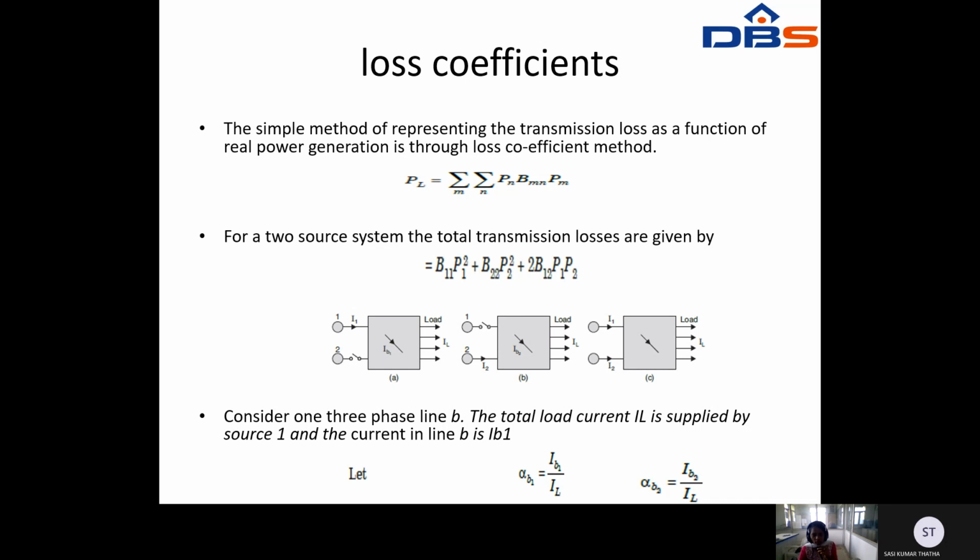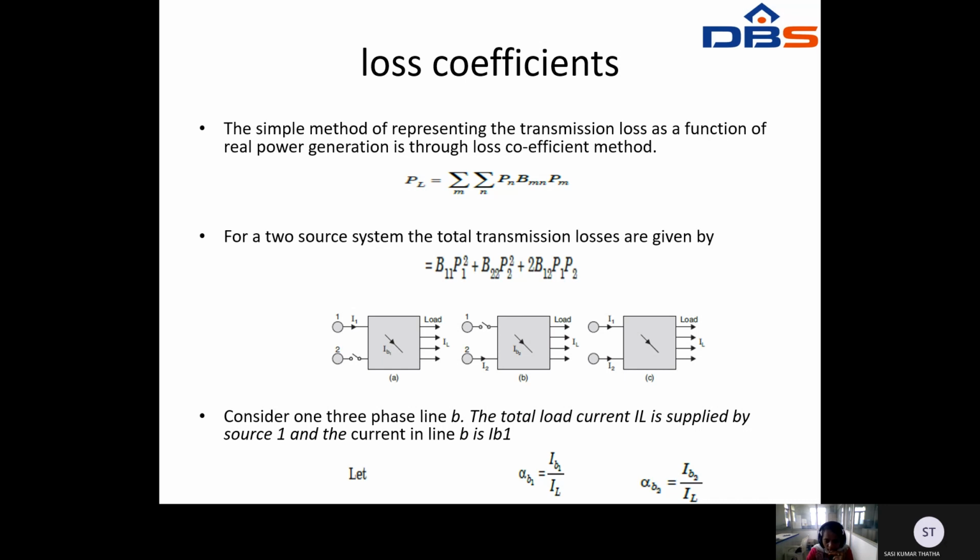Now, looking at this diagram, we have power stations 1 and 2 supplying the load, with currents IB1 and IB2. Here we are considering one three phase line, line B.